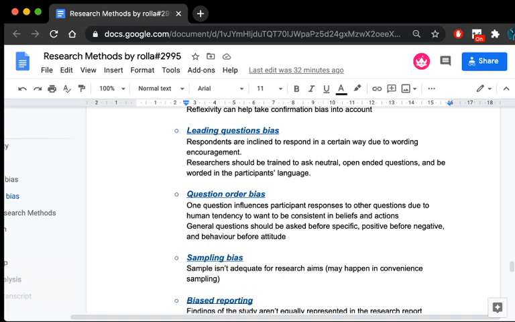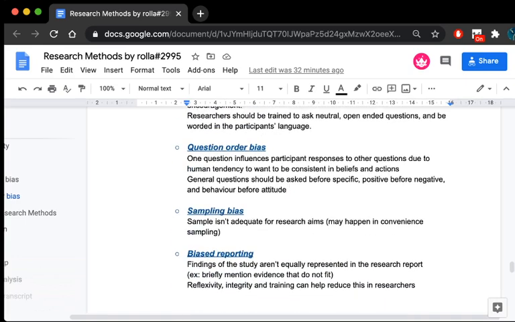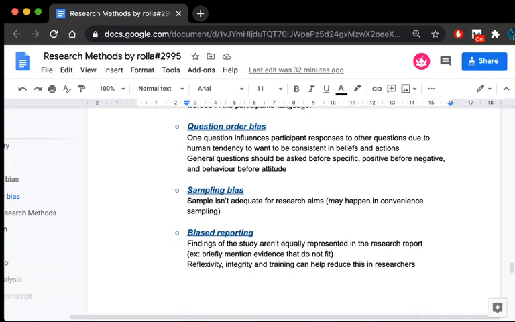Next, we have question order bias. Question order bias is when a question influences participants' responses to other questions. Humans tend to want to be more consistent in responding to their beliefs and their actions.